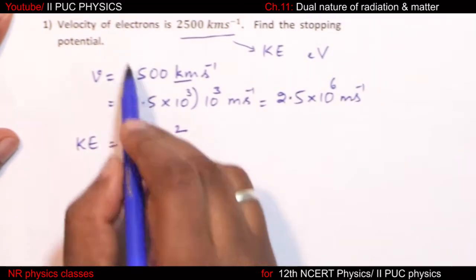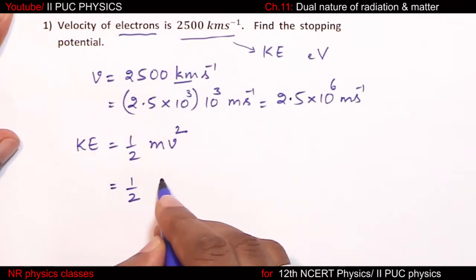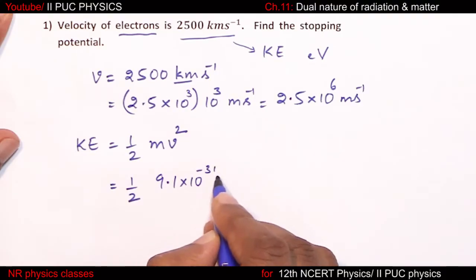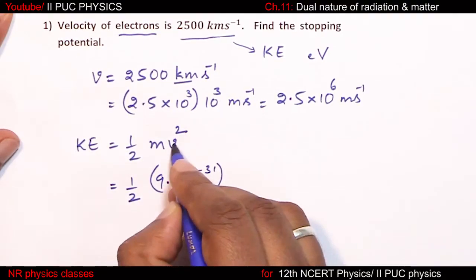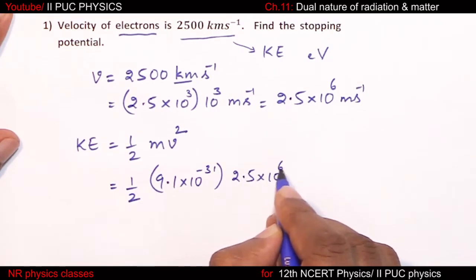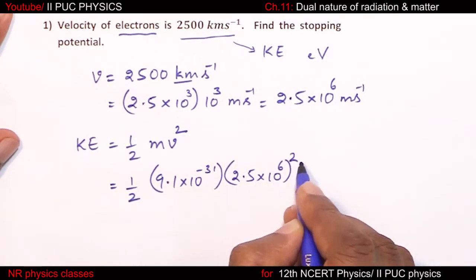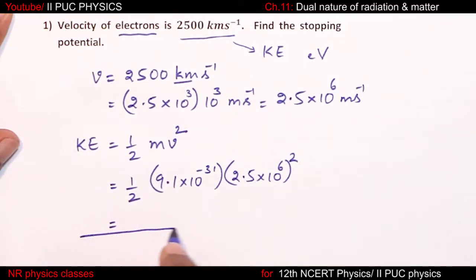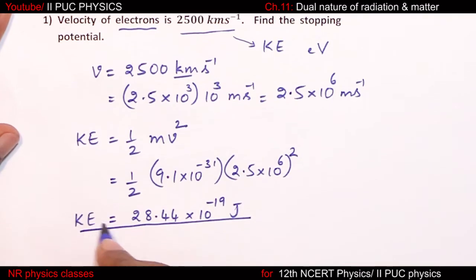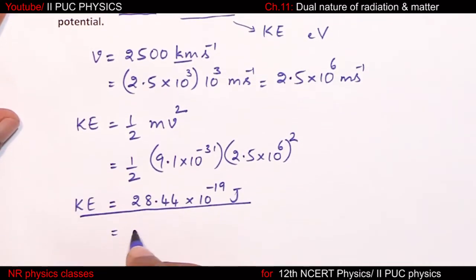Half, this is electron, therefore mass of electron 9.1 × 10^-31 into velocity square, (2.5 × 10^6) square, equal to 28.44 × 10^-19 joule. This is kinetic energy. But we want kinetic energy in eV.